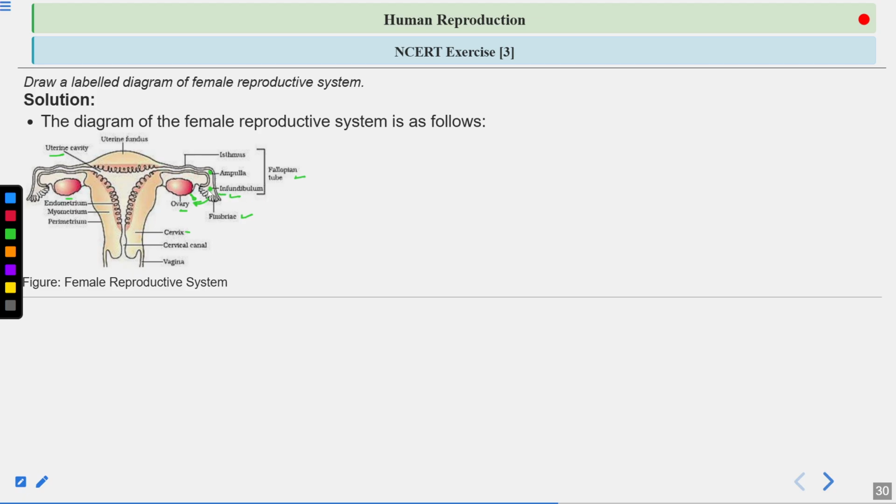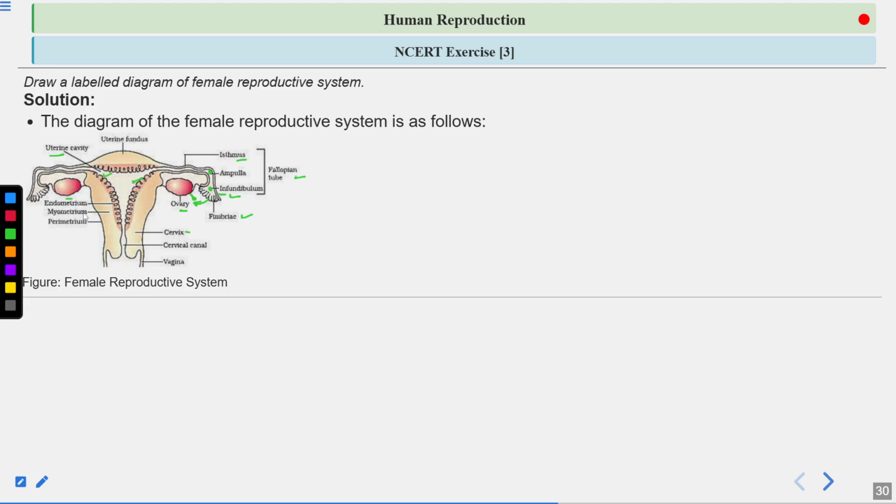The infundibulum is a funnel-shaped region, and it leads to the ampulla, which is a wider part of the fallopian tube. Then the ampulla leads to the isthmus, which has a narrow lumen. Then the isthmus finally leads to the uterus. You can see this is the uterine cavity.